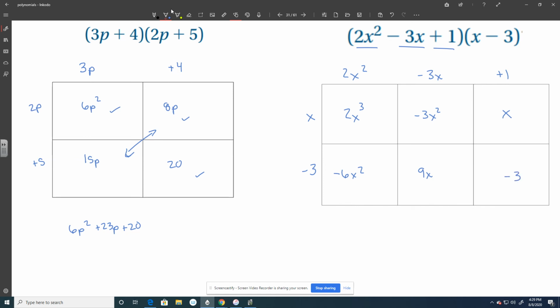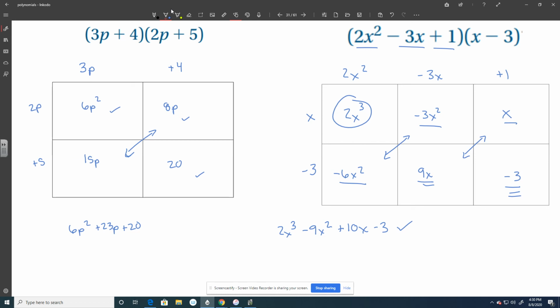And even though this is a bigger table, look at my diagonals. X squareds and x's, my common terms, still line up. So I'm going to start with 2x cubed. Then I need my x squareds. And I have negative 6 of them minus 3 more. That's negative 9x squared. Then I have 9x's plus another x. That's 10x. And then I have a negative 3 at the end. And that would be my final answer.